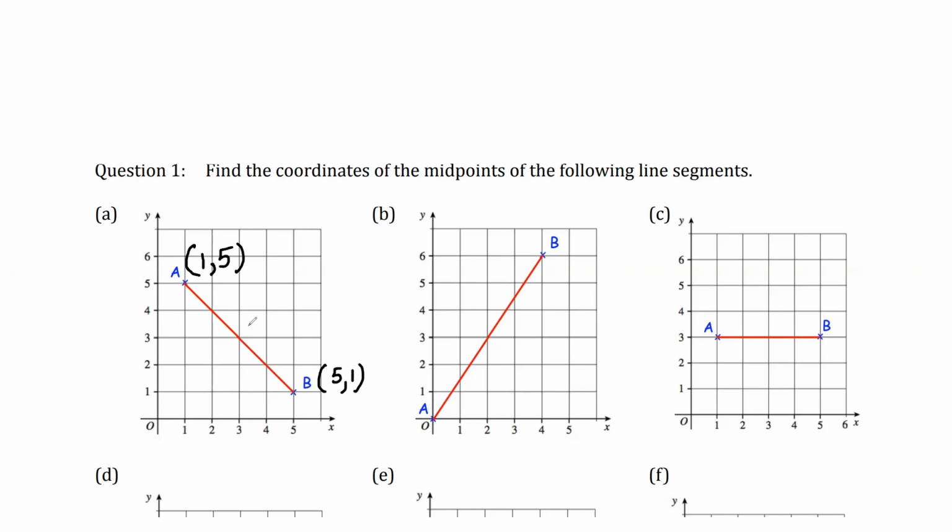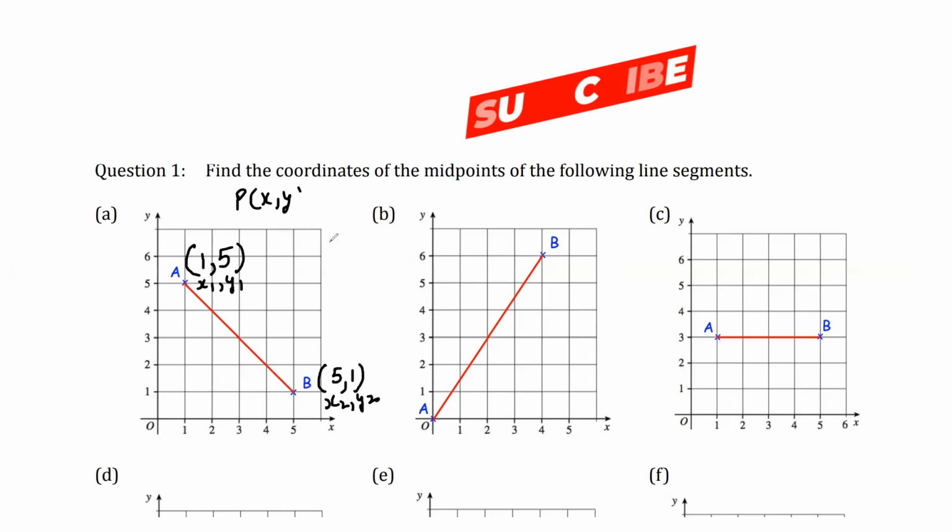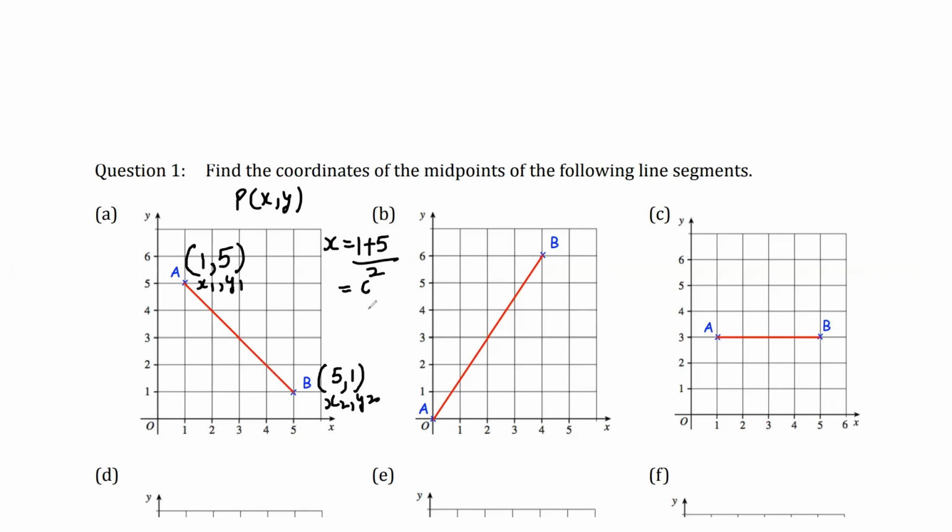So to find the midpoint, I will write this as (x1, y1) and this one as (x2, y2). Now suppose my midpoint is P(x, y). So what would be the value of x? x would be (x1 plus x2), which is (1 plus 5) over 2, which equals 6 over 2, which equals 3.